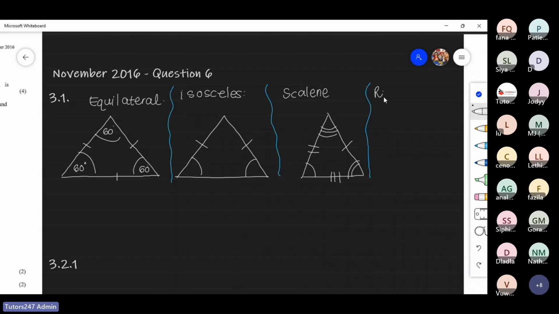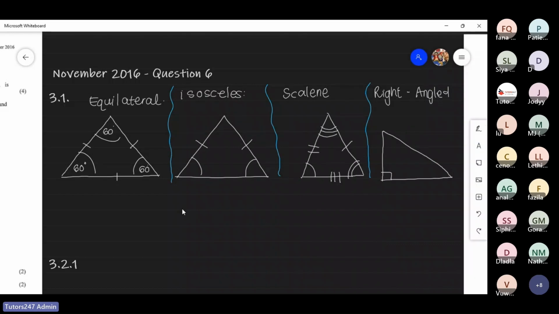right-angled triangle. With a right-angled triangle, just as its namesake is, there is a 90-degree angle. So that is the 4 types of triangles that we have.